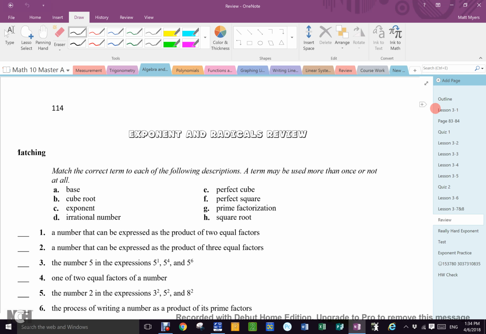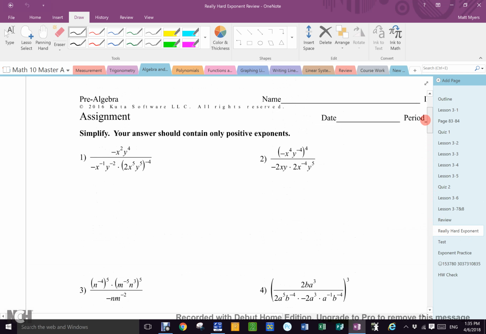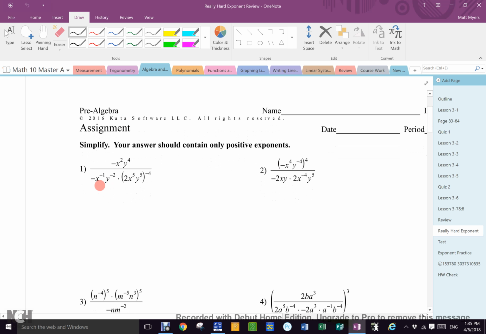What? Oh, Monday morning, we're marking this. Tuesday afternoon, we're writing the test. What? You're not going to be here, no? Oh. The really hard exponent. That's not for you guys. No. That is this. Simplify some of those bad boys.